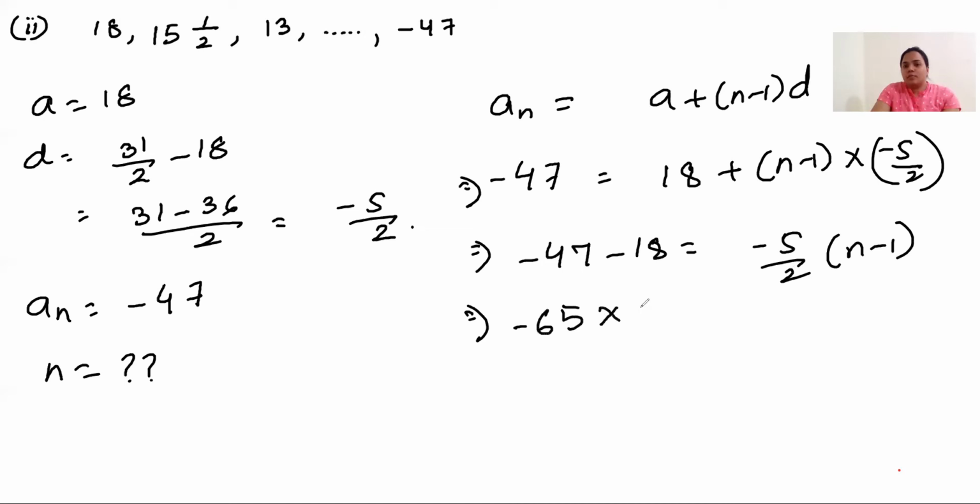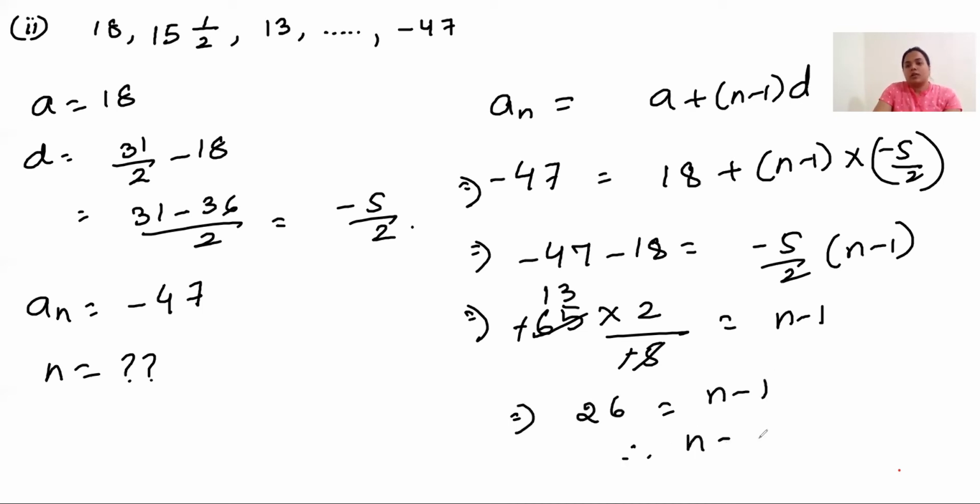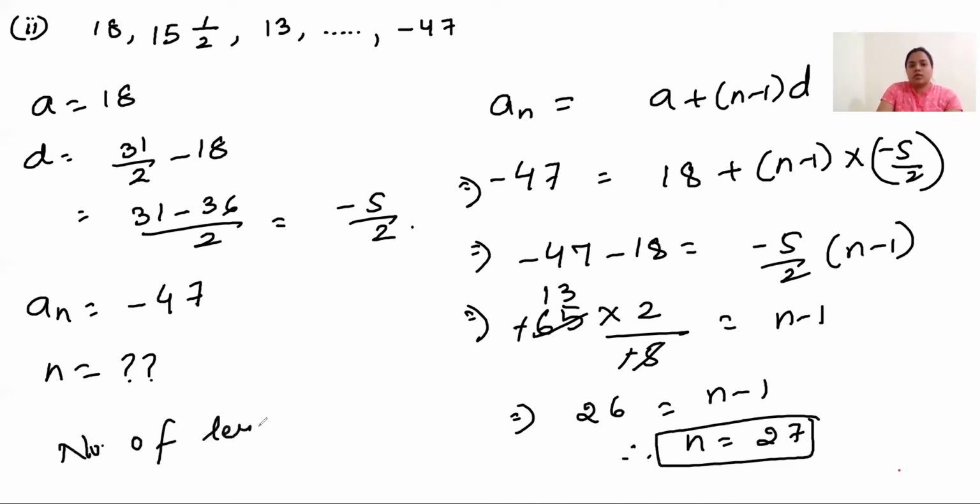Minus 65 into 2 by minus 5 is equal to n minus 1. The minus 5 and minus 5 cancel. 5 into 13, so 26 is equal to n minus 1. Therefore, n is 27. So the number of terms in this AP is 27.